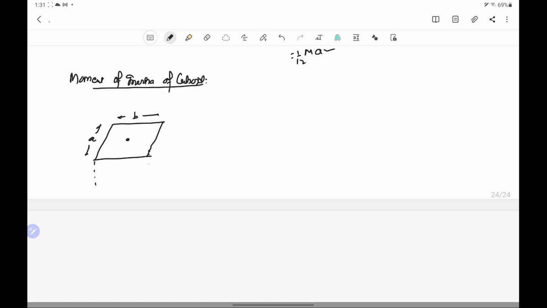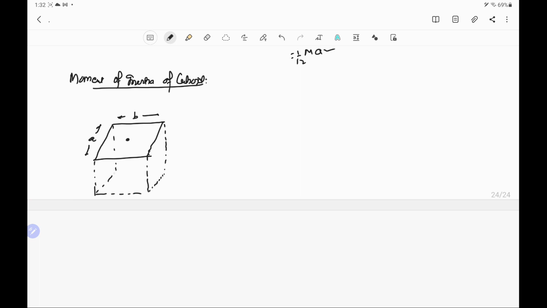And we have to find the moment of inertia of this cuboid about an axis which is passing through its center. Suppose this is the axis which is passing through the center and parallel to one of the sides, and say this third side is C, and this axis is parallel to this C.